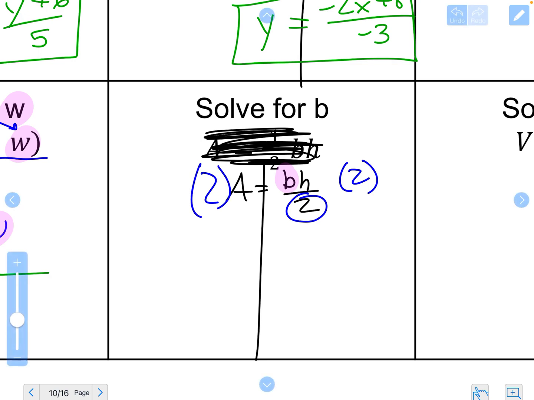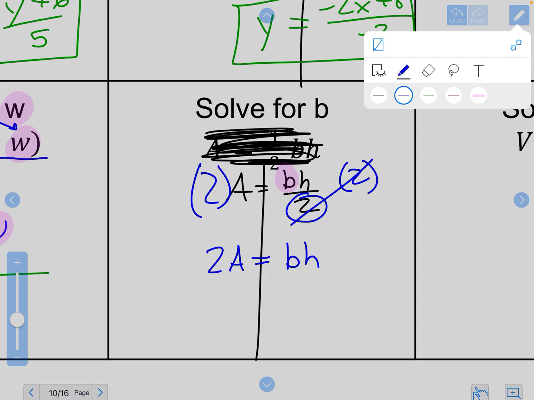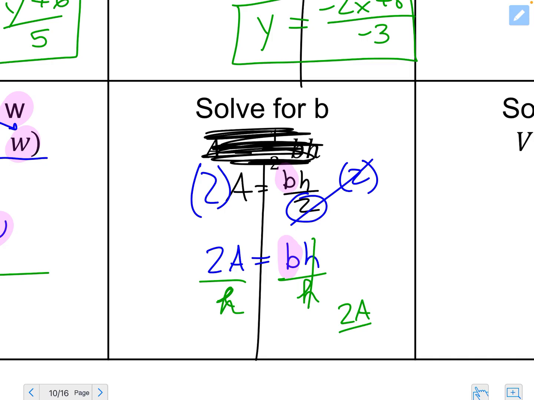So I'm going to multiply that side by 2. My 2's cancel. I'm left with 2A equals B times H. Again, I'm going to highlight that B, and I'm going to do the opposite. So the B and the H, when two letters are next to each other, means multiplication. So the opposite of multiplication is divide, and so we divide both sides by H. My H's cancel, and 2A, or 2 times the area, divided by the height of the triangle, equals the base.